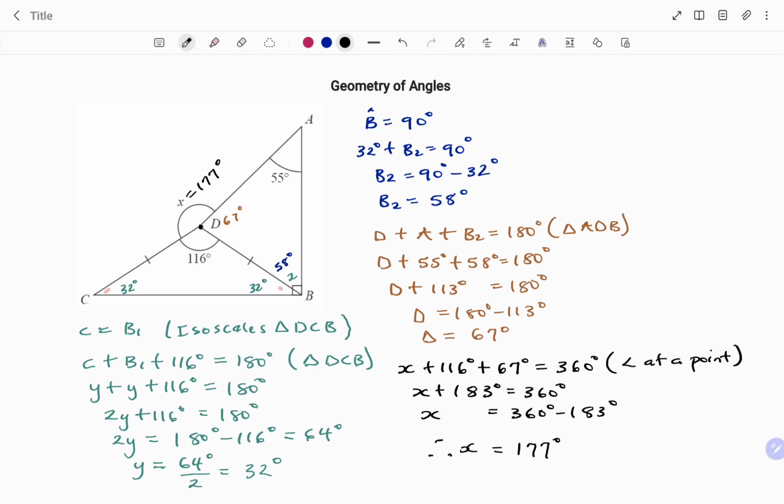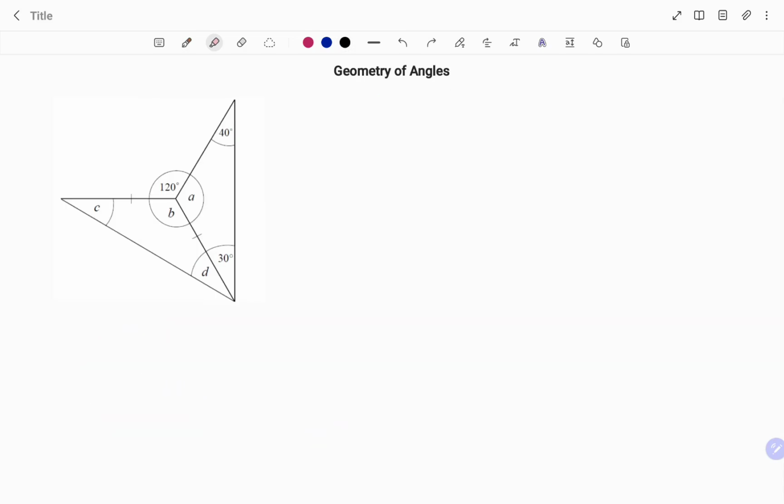Let's look at the second example. In the second example, we have two triangles merged. To find the value of the missing angles, I'm going to start with the first triangle. As shown, we know that the sum of angles in a triangle add up to 180 degrees. So we have angle A plus 40 degrees plus 30 degrees equals 180 degrees.